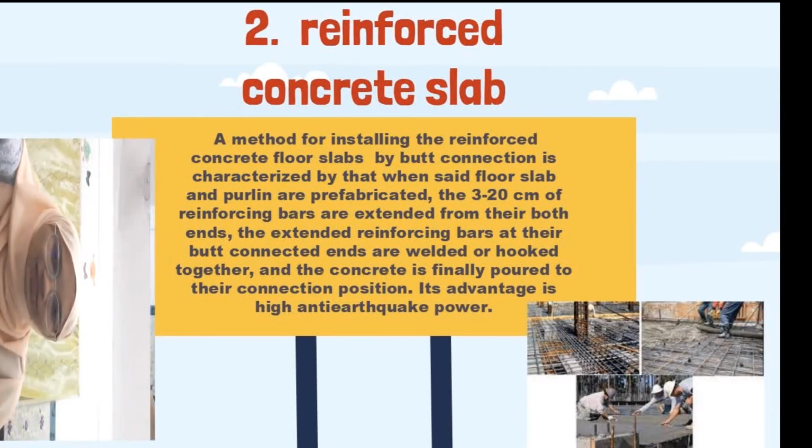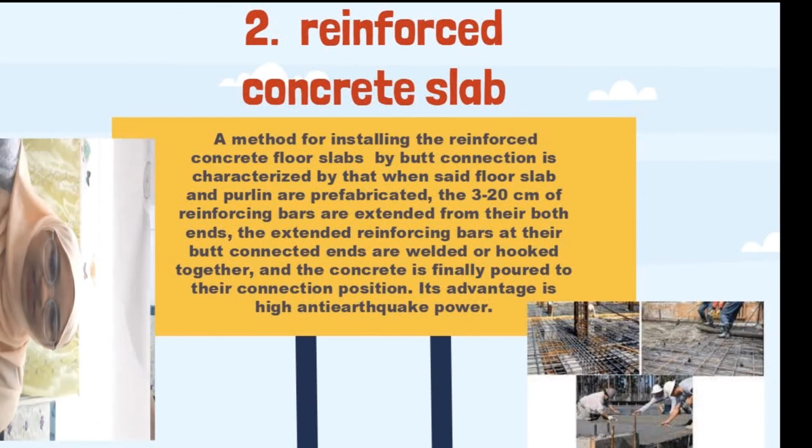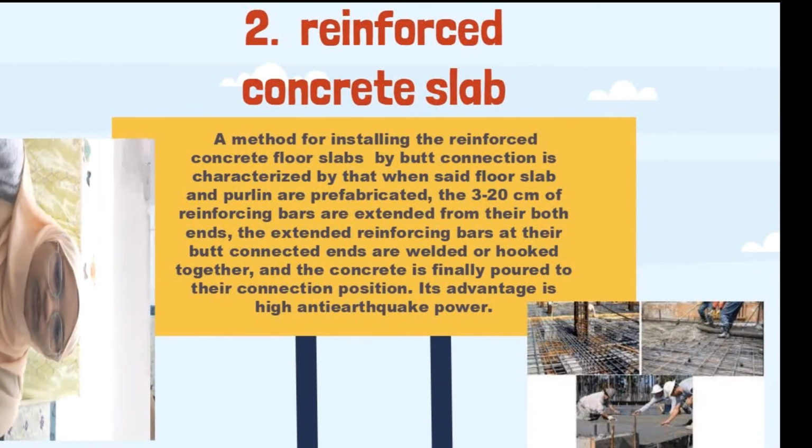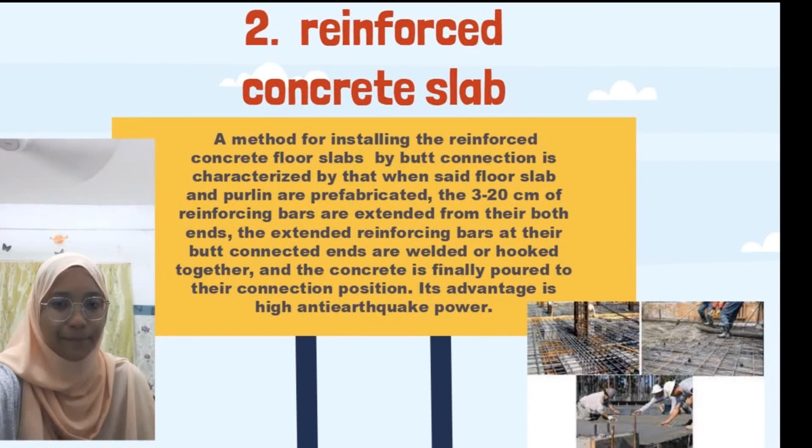A method for installing the reinforced concrete floor slabs by butt connection is characterized by that when the floor slab and purlin are fabricated, 3 to 20 cm of reinforcing bars are extended from their both ends. The extended reinforcing bars at their butt connected ends are welded or hooked together, and the concrete is finally poured to their connection position. Its advantage is high anti-earthquake power.